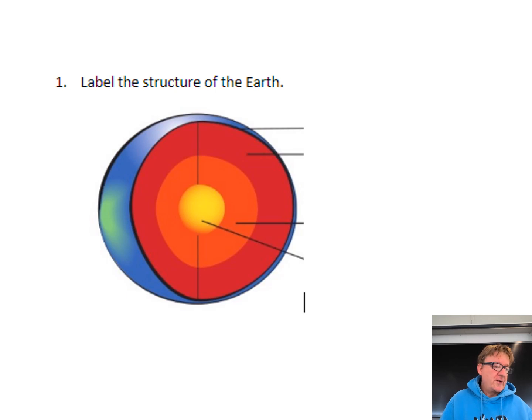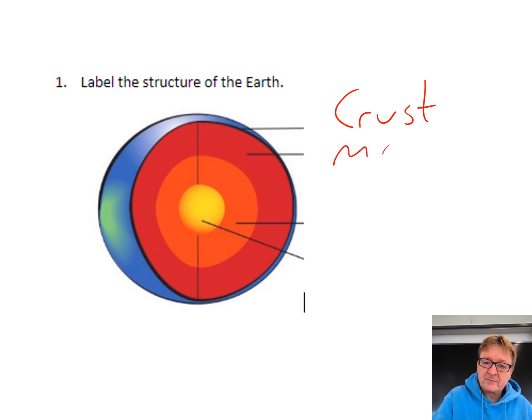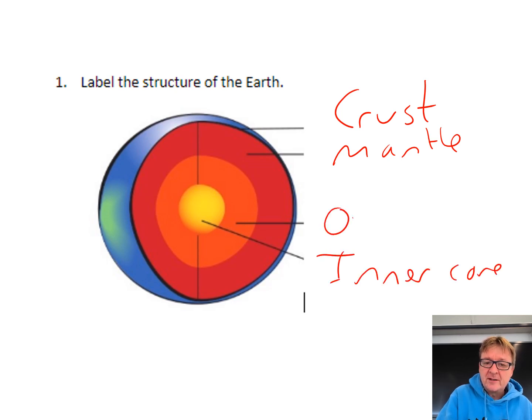Label the structure of the Earth. So the outer layer is the crust. Next layer in, the mantle. Then you've got the cores. You've got the inner core, which is obviously the very bit in the middle of the yellow bit, and then you've got the outer core.